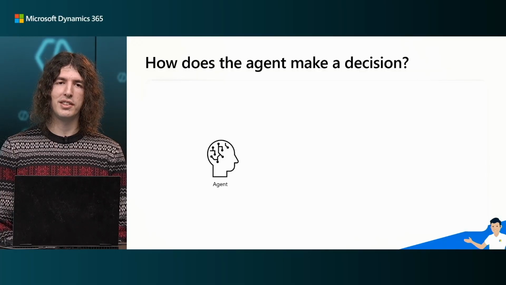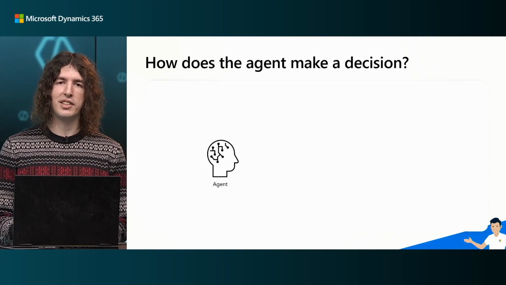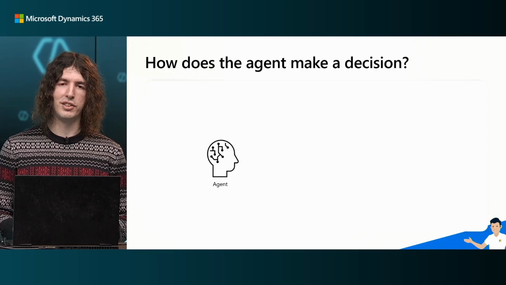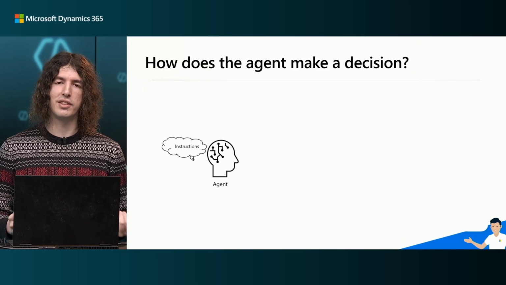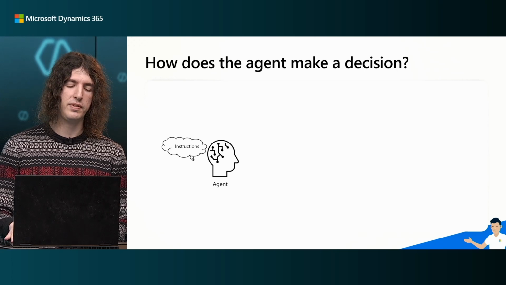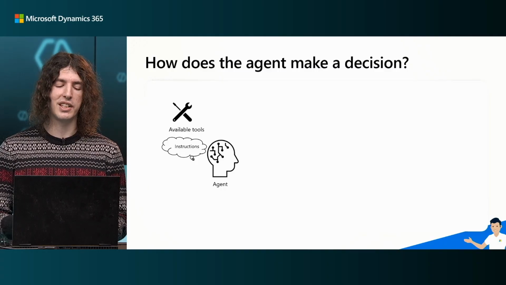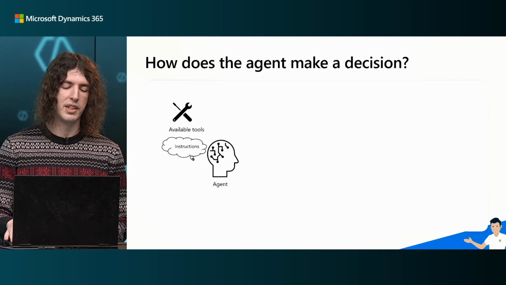To troubleshoot an agent, we need to first understand how an agent makes a decision. So an agent is a system that takes a few different elements into account to make a decision. The first of them is the instructions, which is the blueprint, how the agent works and what its purpose is. Then we have the available tools, which is the interactions it can do and it has available at a specific context in Business Central, like for example on a page.